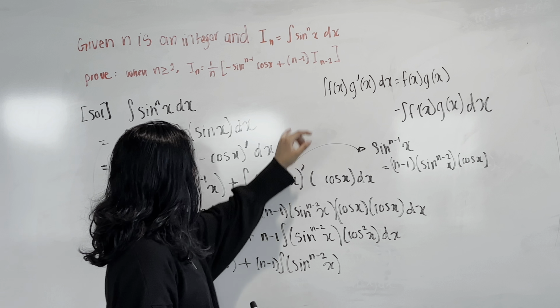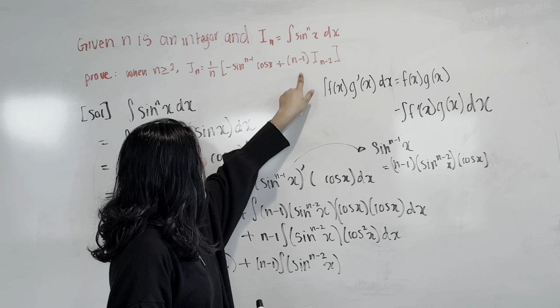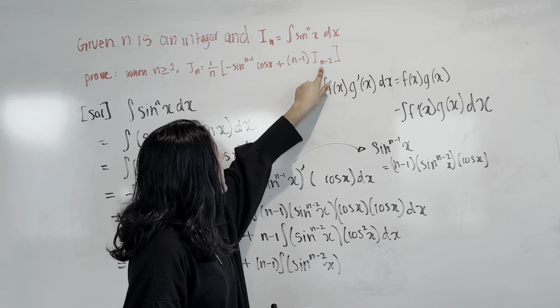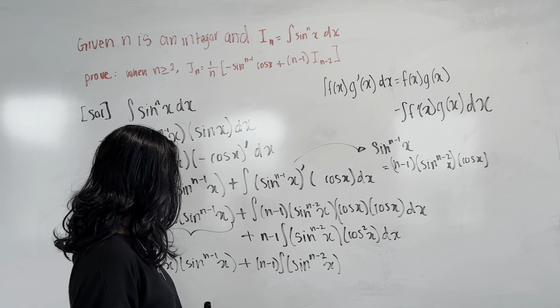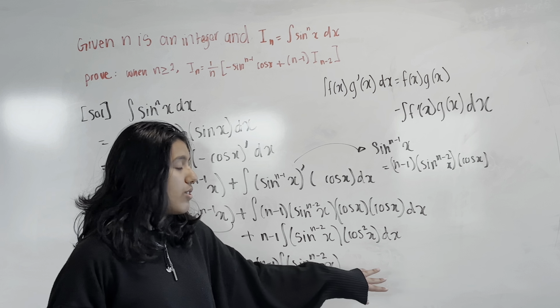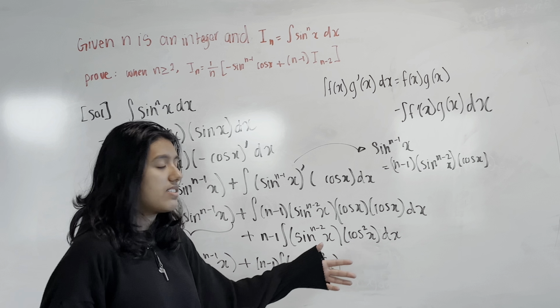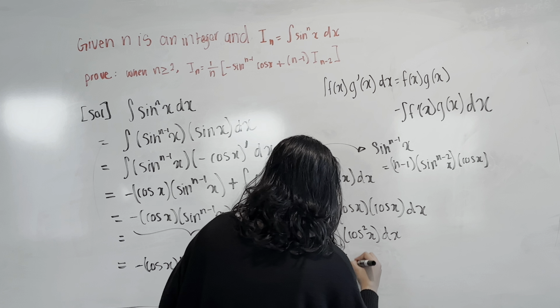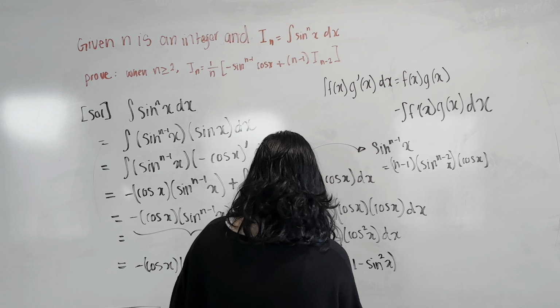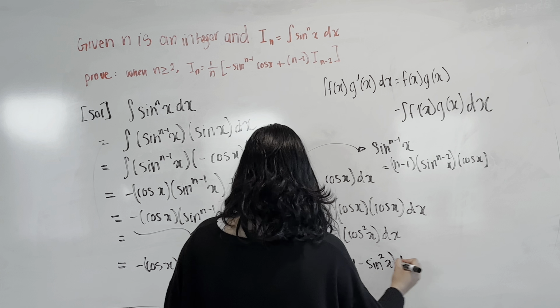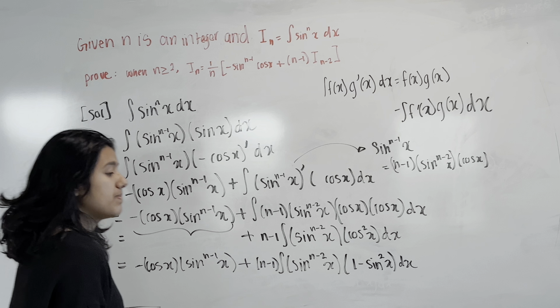Now we just need to handle this part. And you see that sine x to the n minus 2 is just going to include sine, right? But we have a cos over here, so I just want to get rid of the cos. That's why I'm going to convert it into sine. So this is basically 1 minus sine square x dx this time.